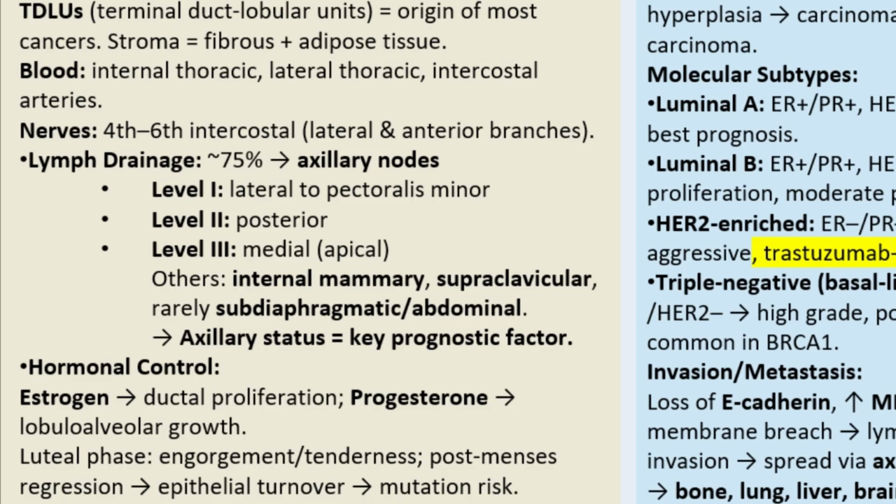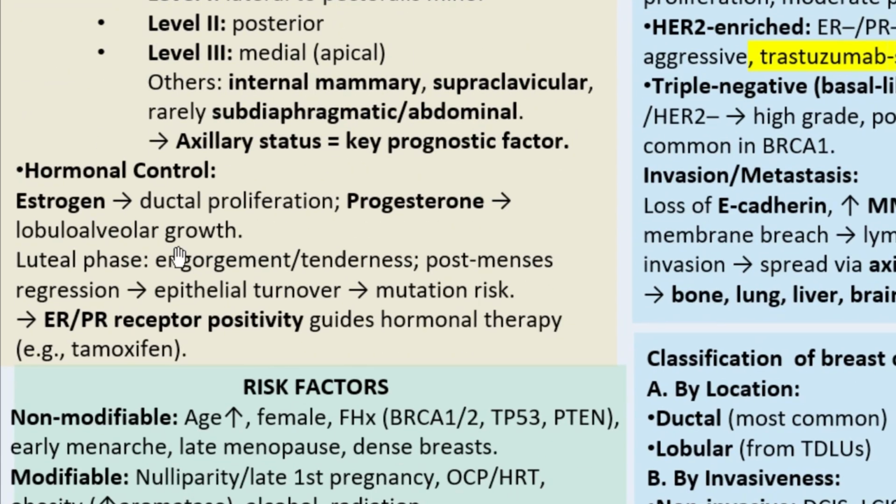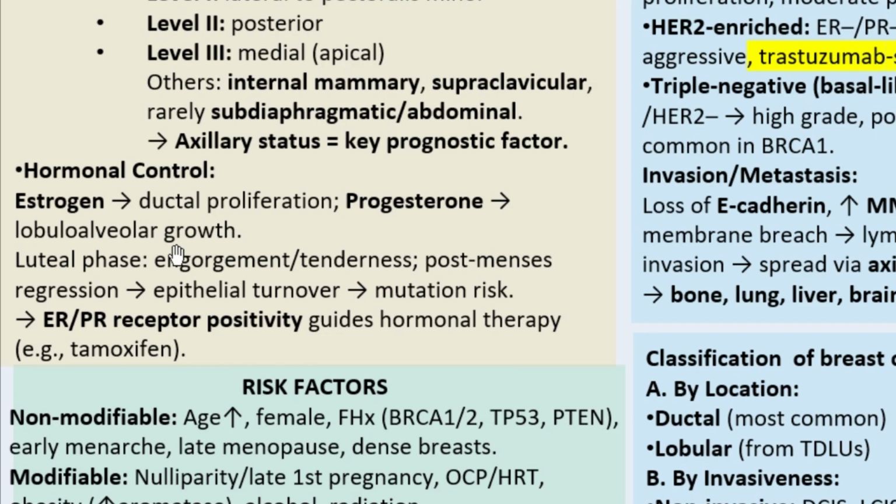So the axillary status is a key prognostic factor, whereby the amount and the nature of the way the lymph nodes are affected in the axilla, that's the armpit, is going to tell us how aggressive or how far the malignancy of the tumor is.